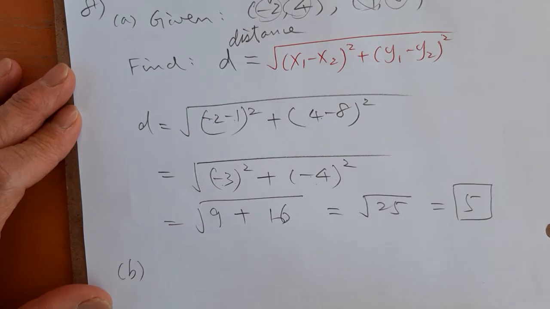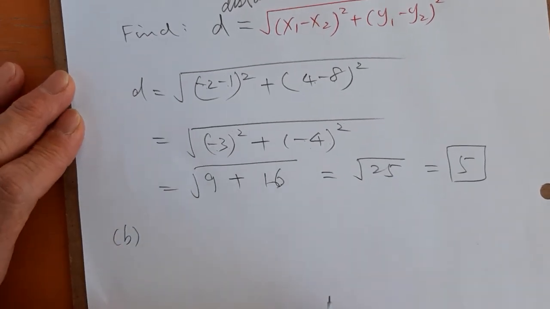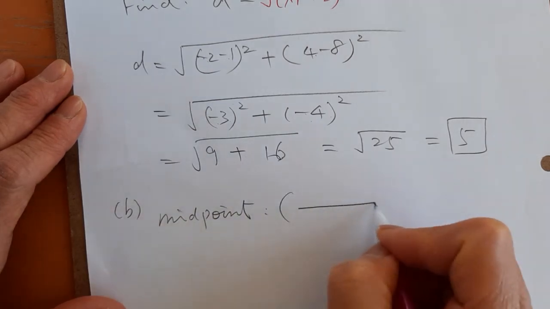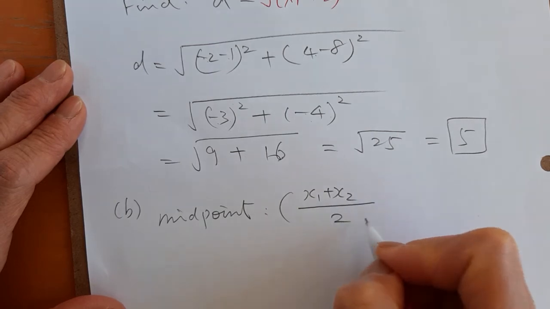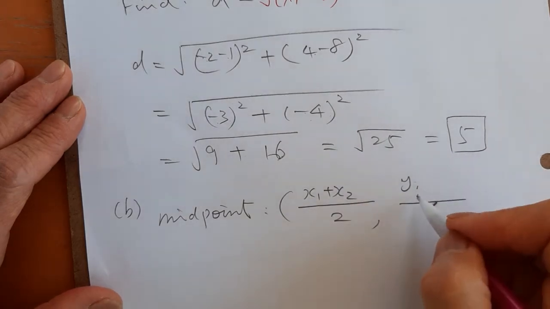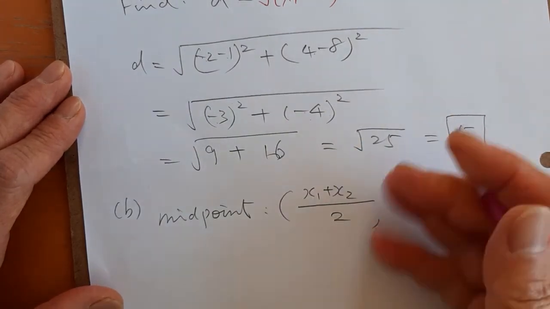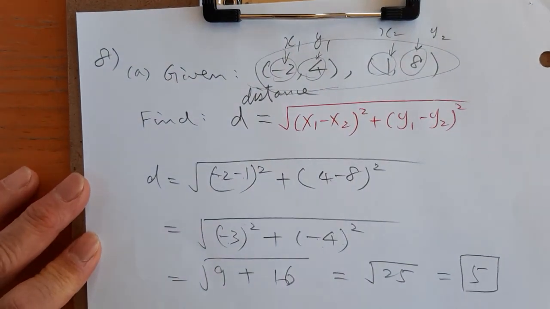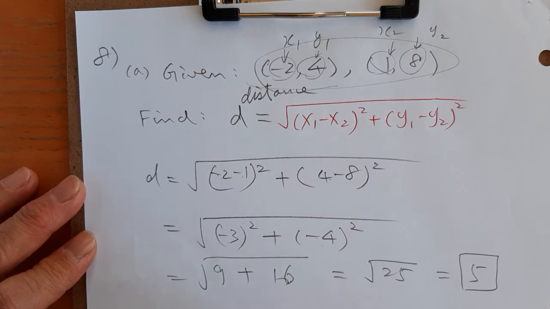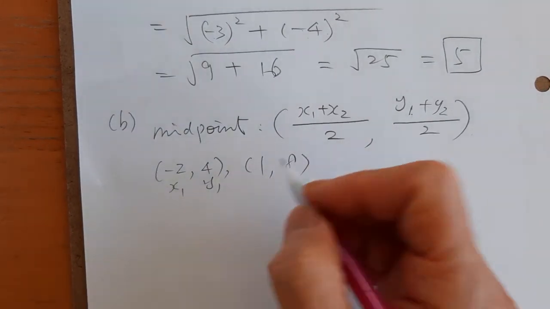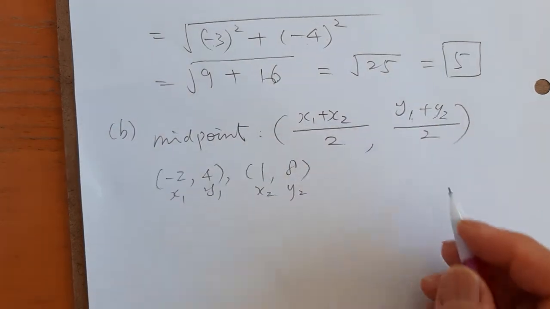And B, find the midpoint. The midpoint formula is the sum of x coordinates divided by 2, and the sum of y coordinates, y1 plus y2, divided by 2. So if given the 2 points, negative 2, 4 and 1, 8, this is x1, y1, the first point, and this is x2, y2. And plug into the formula.